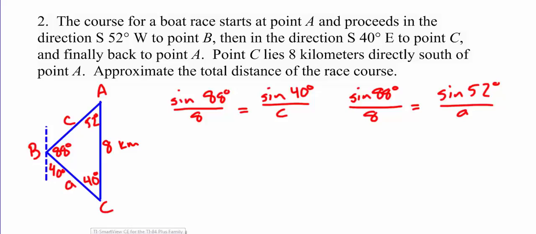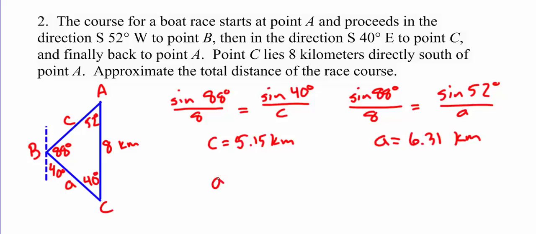Now I didn't label these, but this is side C and this is side A right here. And I guess it's probably important to make sure you know what's the point of this problem. What are we trying to figure out? Well, you can see it says find the total distance of the race course. Now I know C is about 5.15 kilometers. You can just punch those numbers in your calculator to come up with that. And I know that side A is about 6.31 kilometers.